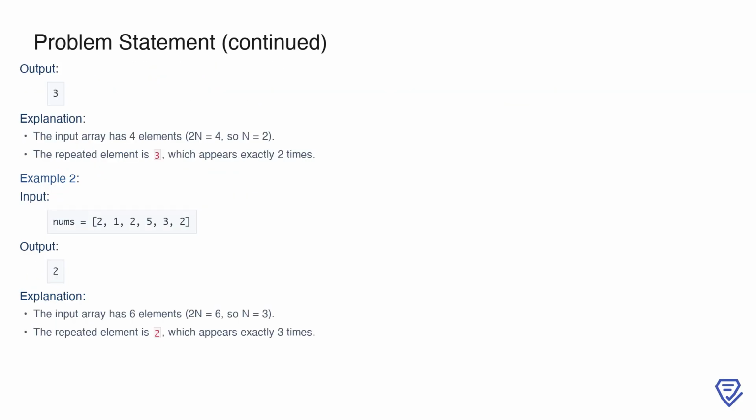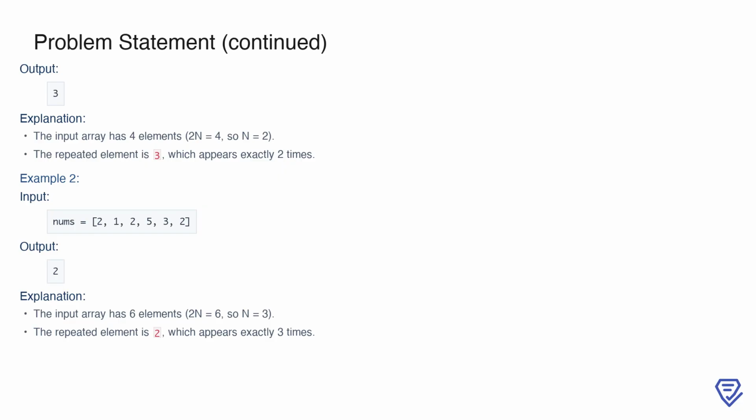In the first example, the input array is 1, 2, 3, 3. This array contains 4 elements, which means 2n equals 4, so n equals 2. Among these numbers, the element 3 appears exactly 2 times, while all the other elements are unique. Therefore, the output is 3, as it satisfies the condition of being the element repeated n times.